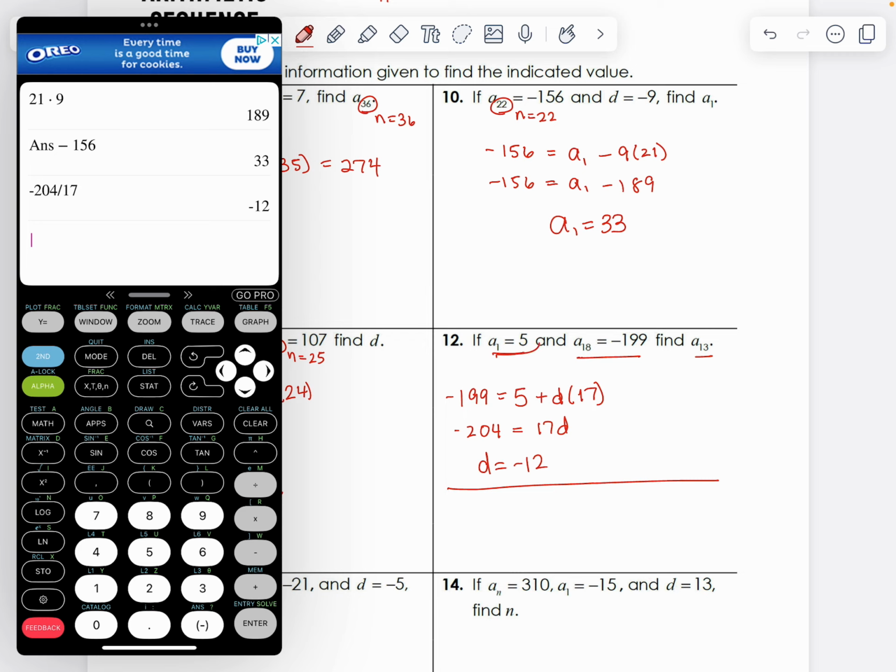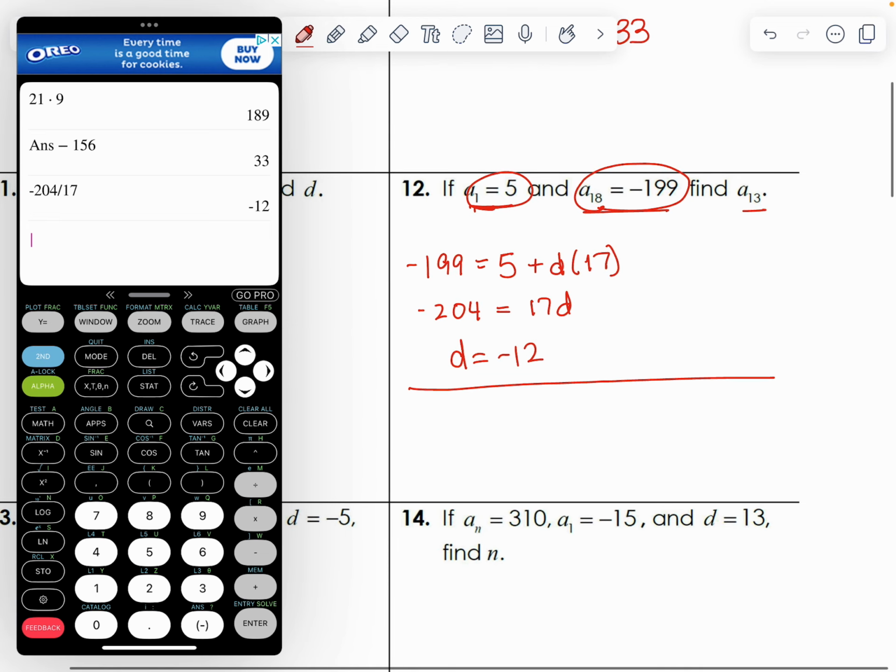You can apply it to the first term, or you can work backwards from the 18th term to get to the 13th. That's up to you. I'm just going to go, again, a little bit more straightforward. You certainly can have different strategies to do this, and as long as they're mathematically sound, go for it.